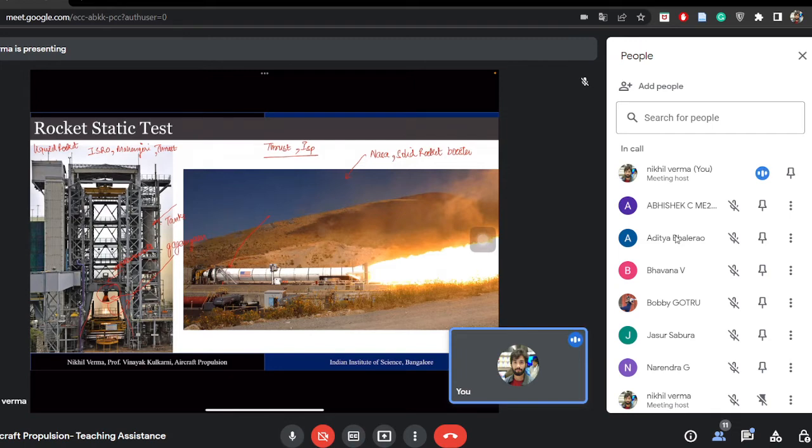Why are solid rocket motors tested in a horizontal way, and why are liquid rocket motors tested in a vertical manner?